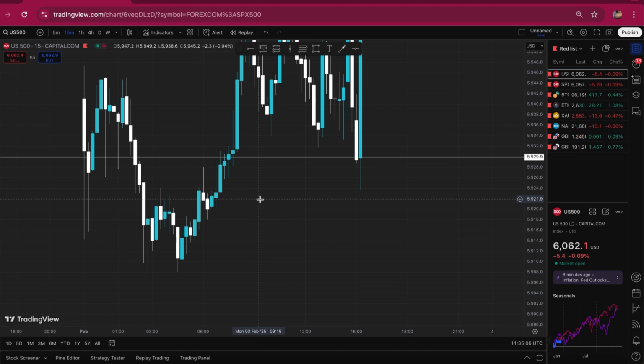So you can't just enter off of break structures for no reason. You need a reason, you need a story behind it. As long as you've got something like a liquidity sweep, an imbalance that's been respected or disrespected, then trade the break structure, but never just trade it for no reason.